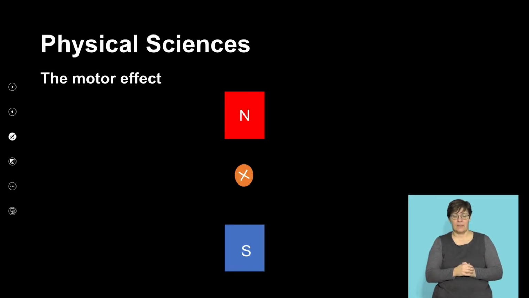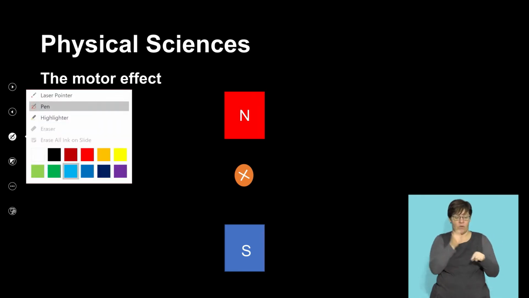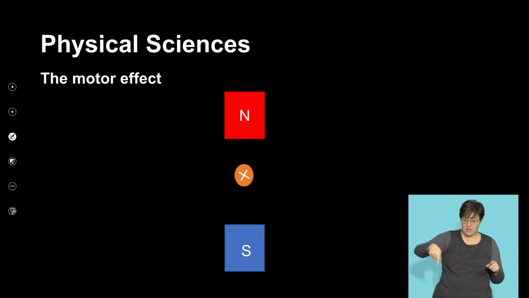So, here we have a very simple situation. We've got the north end of a magnet and the south end of a magnet. And we know that between these two, there is a magnetic field that will run from the north to the south.